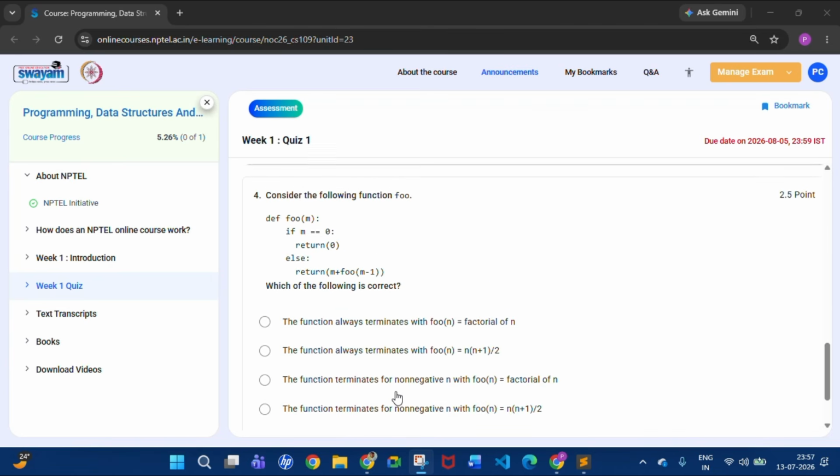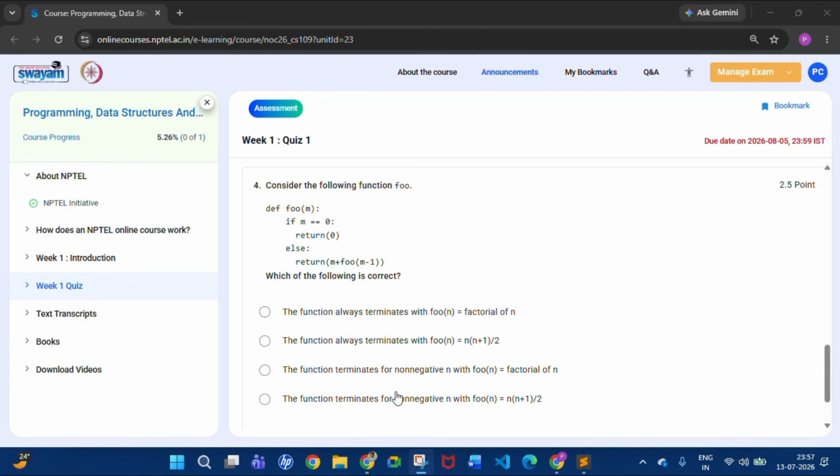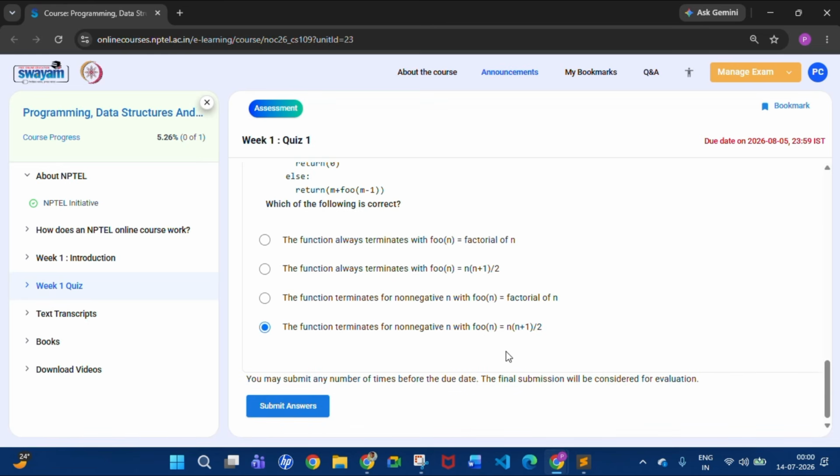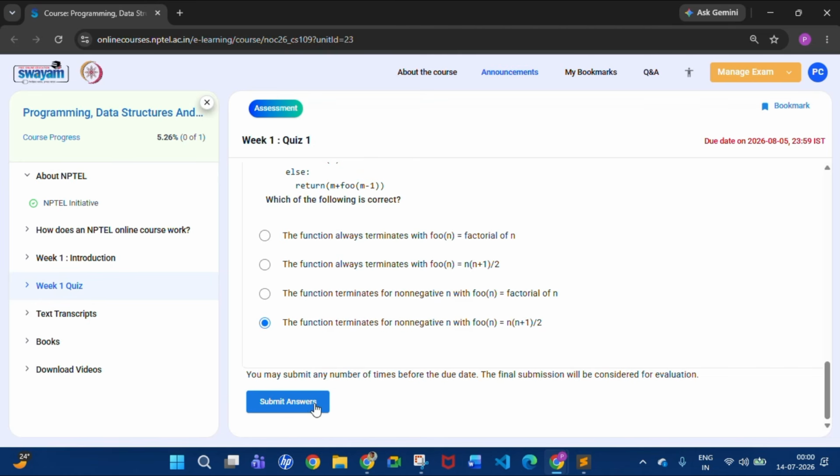Now question number 4, consider the following function foo. So this is the definition of foo. Which of the following is correct? The answer will be: the function terminates for non-negative number n with foo(n) equal to (n plus 1) by 2. So submit the answer.